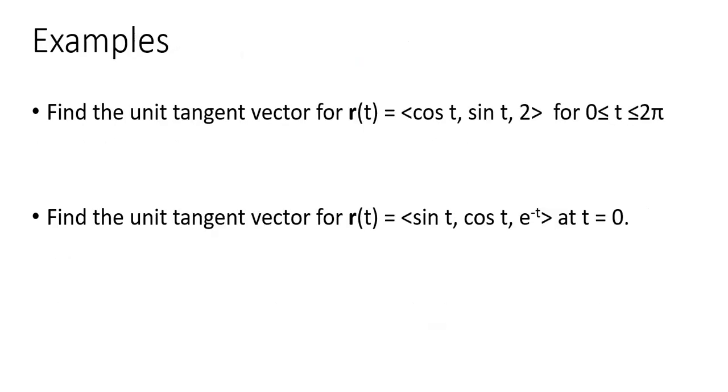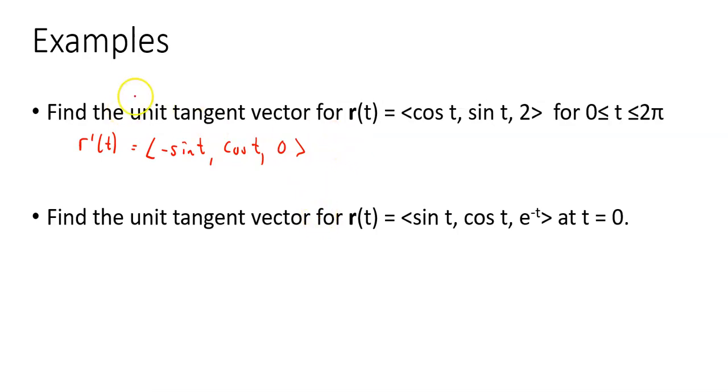All right, so let's take a look at this first one. The first one says the unit tangent vector for cosine t, sine t, and 2. So the first thing I need is the derivative. So r prime is going to be the derivative of cosine, which is negative sine. The derivative of sine is cosine. The derivative of 2 is 0.